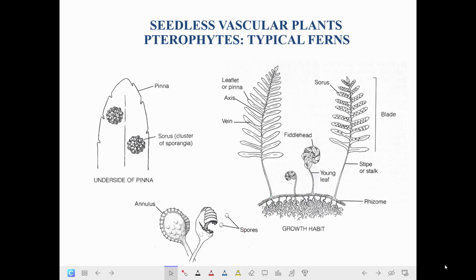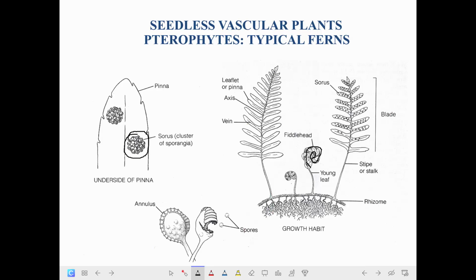Let's look at the features that are used to identify ferns. As I recall, ferns have a dominant sporophyte, which is the leafy part of the fern. The leaves are often curled up when they're in the bud, in a sort of shape of a fiddle's head. The sporangia are often aggregated into clusters called sori on the undersurfaces of leaves.